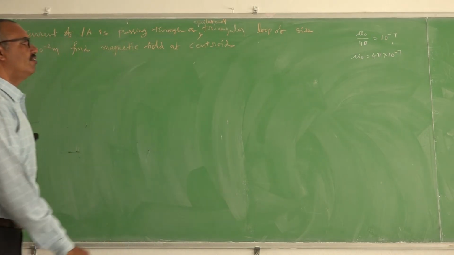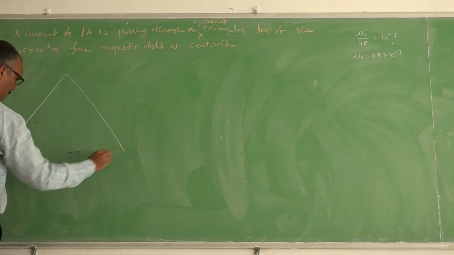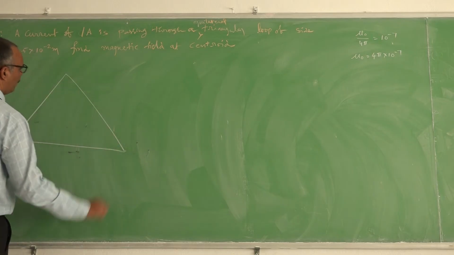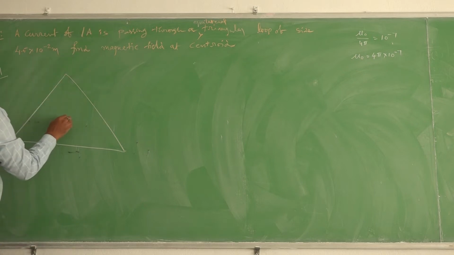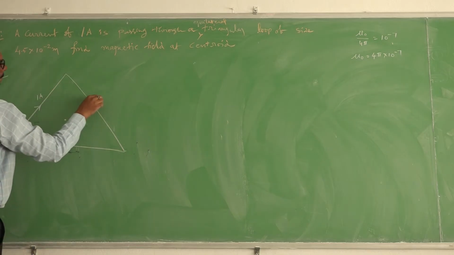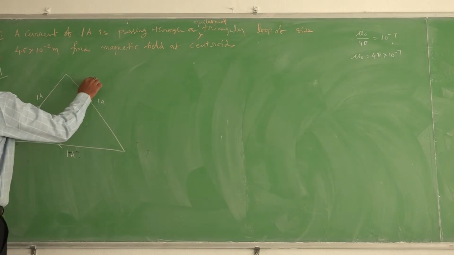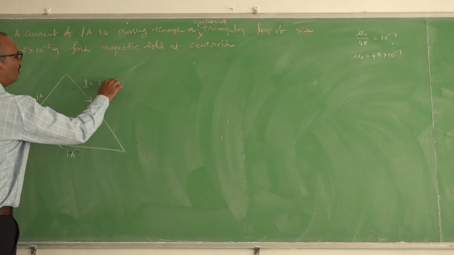Find magnetic field at centroid. Okay. The solution is like this. Here is an equilateral triangle. Let the centroid be lying here. The current passing through this is 1 ampere, like this. Each side of length L is equal to 4.5 into 10 power minus 2 meters.